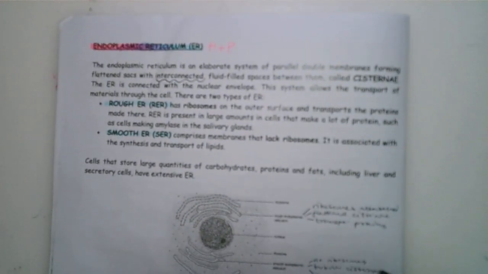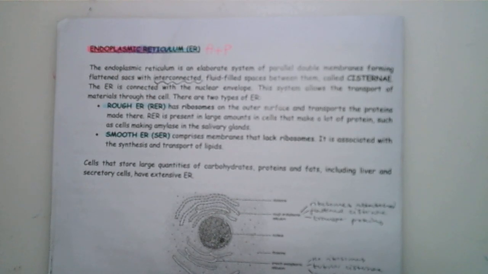So endoplasmic reticulum is in both animals and plants. It's an elaborate system of parallel double membranes forming flattened sacs with interconnected fluid-filled spaces between them, called cisternae. The ER, so endoplasmic reticulum, is connected with the nuclear envelope. This system allows the transport of materials through the cell. So there are two types of ER: rough ER, so RER, rough endoplasmic reticulum. It has ribosomes on the outer surface and transports the proteins made there.